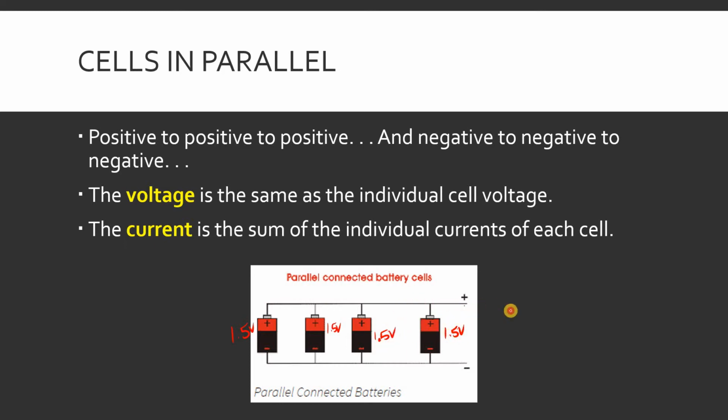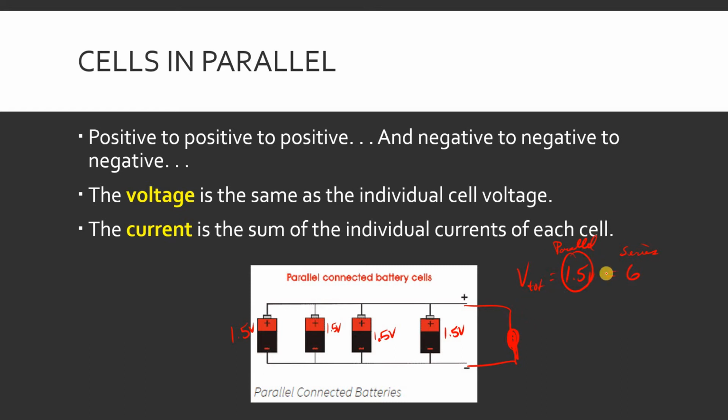The question would be, if I put a load somewhere in here, a light bulb, because it has to do something, there would be no electromotive force if it's not a complete circuit. How much voltage is in the entire circuit? Well, the voltage is the same as the individual voltages. So the total voltage is equal to 1.5 volts throughout the entire system. In series, it would be a total of 6, so this would be series, and this would be parallel.